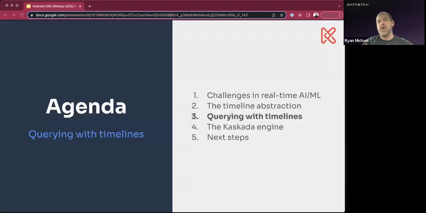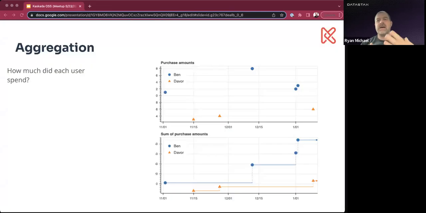So what I want to talk about next is, okay, we've got this abstraction of a timeline that's kind of interesting, maybe not, I don't know. We need to be able to do things with it. We need to be able to describe particular operations that are valuable as the input to a model, because ultimately that's what we want to do in this case. So let's take a look at how you can manipulate timelines to actually get to somewhere that you want to go. We talked briefly about aggregation.